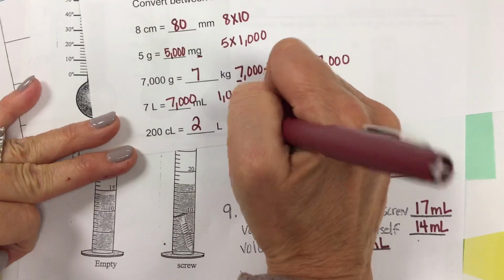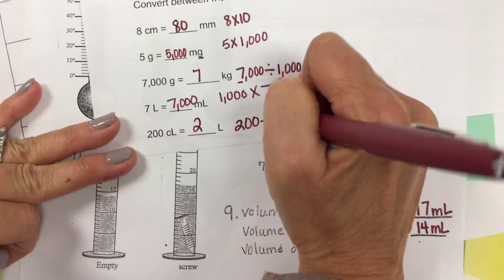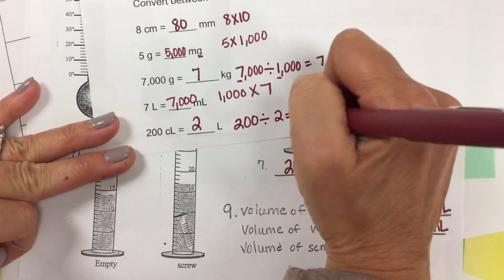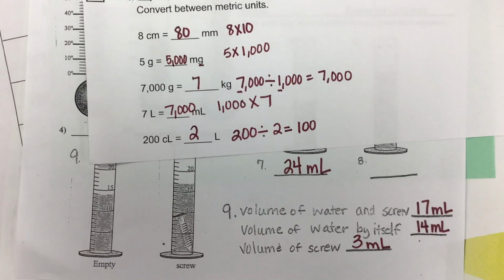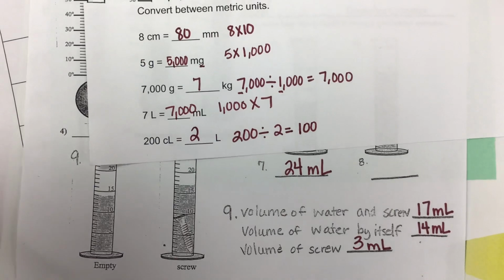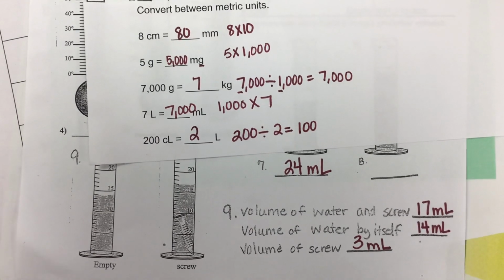Guys, you have to focus. It does not do one bit of good for me to go over this if we're not going to focus. Okay? Cent means what? 100. Milli means what? Small thousand. Kilo means what? Big thousand.